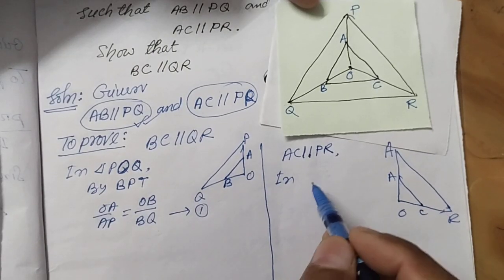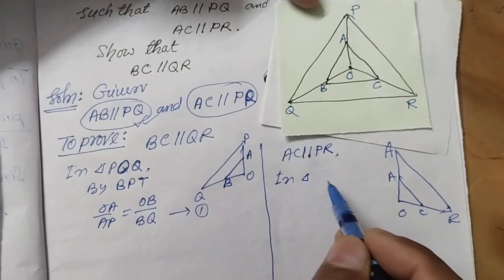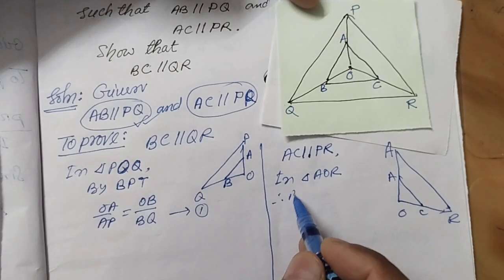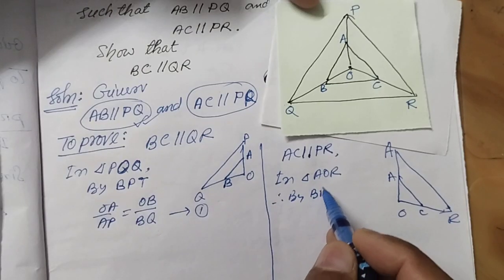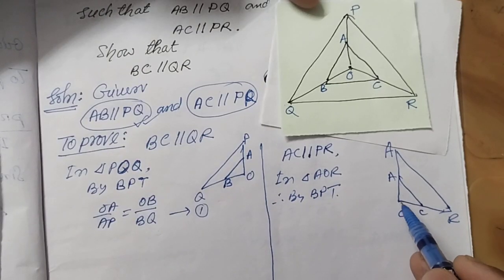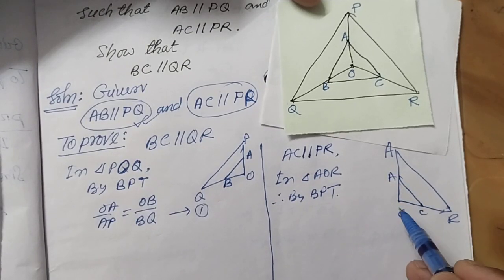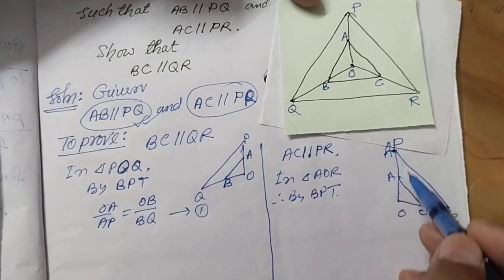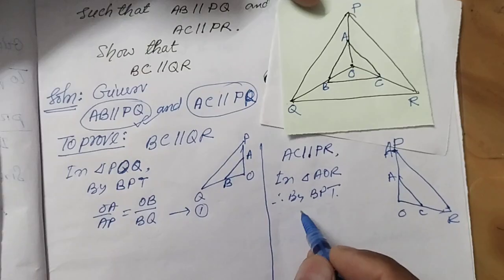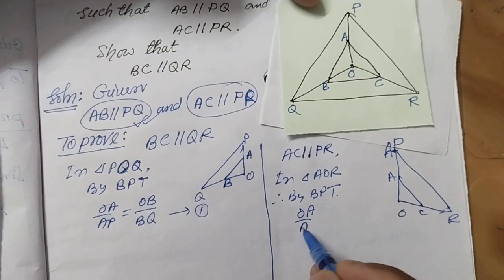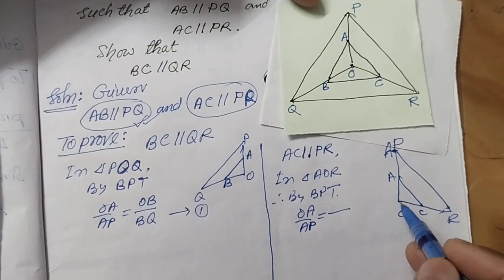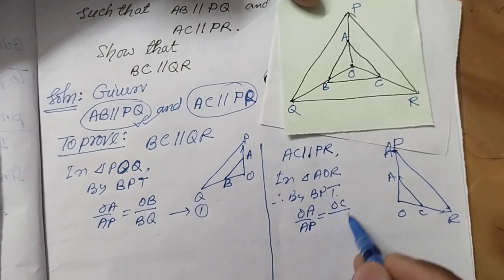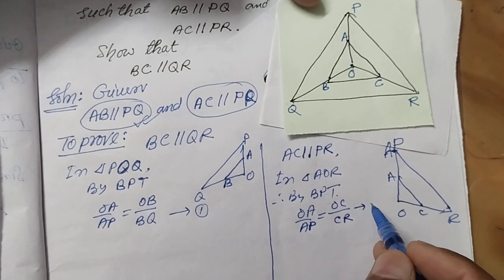So we can apply, you can mention here in triangle OPR, this is given here. Therefore, by BPT, basic proportionality theorem again, OA by AP, this is P, this is not O. So OA by AP equal to OC by CR by BPT. OC by CR. We will mark it equation 2.